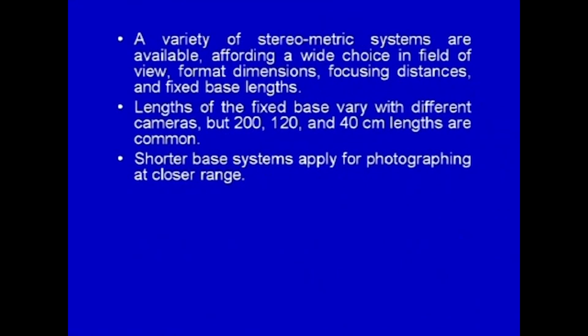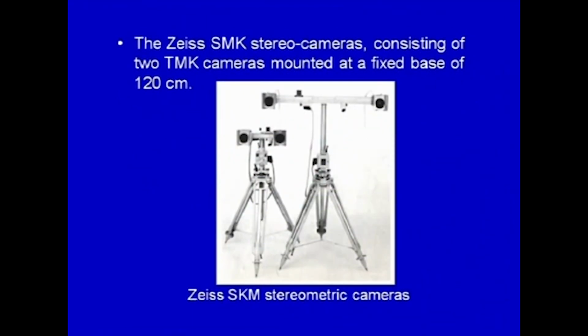A variety of stereometric cameras are available, affording a wide choice in the field of view, format, dimensions, focusing distances and fixed base lengths. The lengths of the fixed base may vary with different cameras, but 200, 120 and 40 centimeter lengths are common. Shorter base systems apply for photographing at close range. This particular slide shows the layout of a Zeiss SMK stereometric camera consisting of two TMK cameras mounted at a fixed base of 120 centimeters.